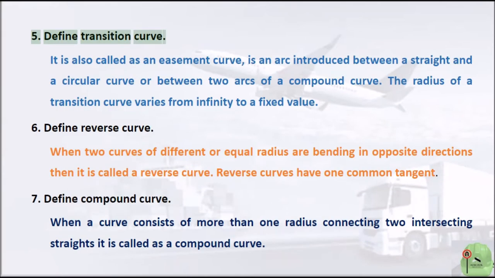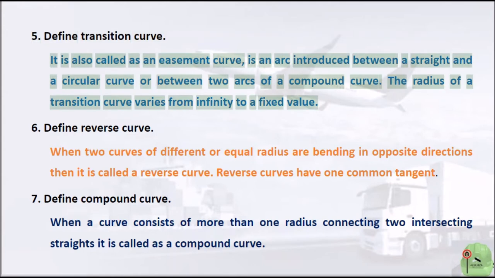5. Define transition curve. It is also called as an easement curve, is an arc introduced between a straight and a circular curve or between two arcs of a compound curve. The radius of a transition curve varies from infinity to a fixed value.